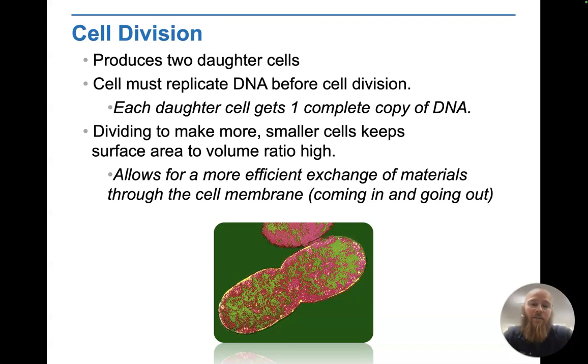And then dividing to make more or smaller cells is what's going to keep that surface area to volume ratio high. This is going to allow for a more efficient exchange of materials through that cell membrane. So what's coming in and going out, it's a lot more efficient, and it serves all the needs of the cell.